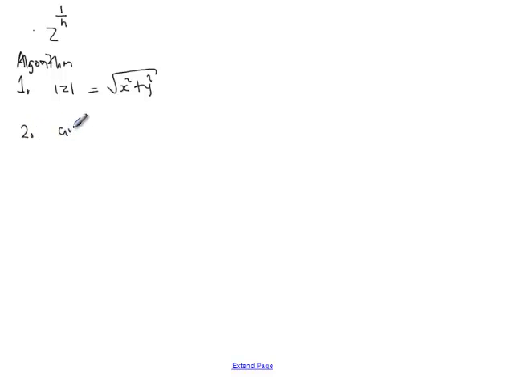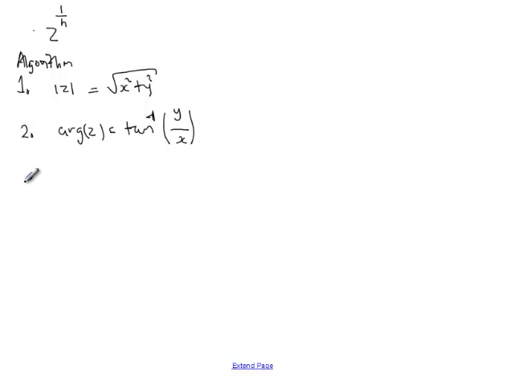Then number 2, you must have arg z, which in this case is tan inverse of y over x. This is power minus 1 there.